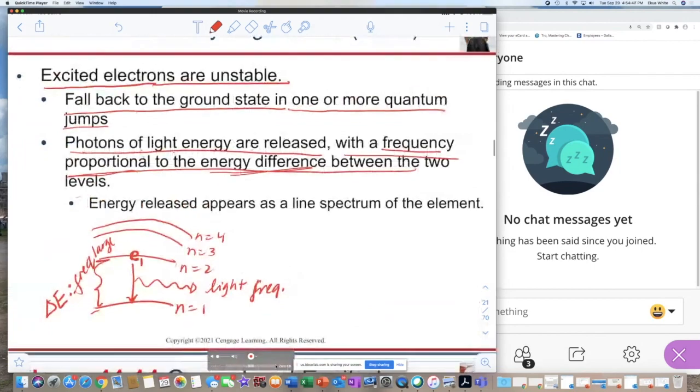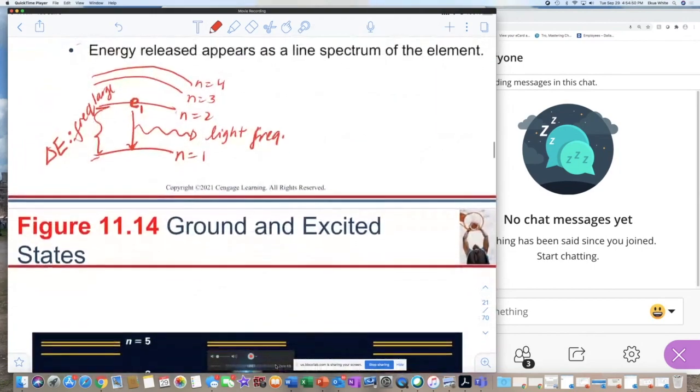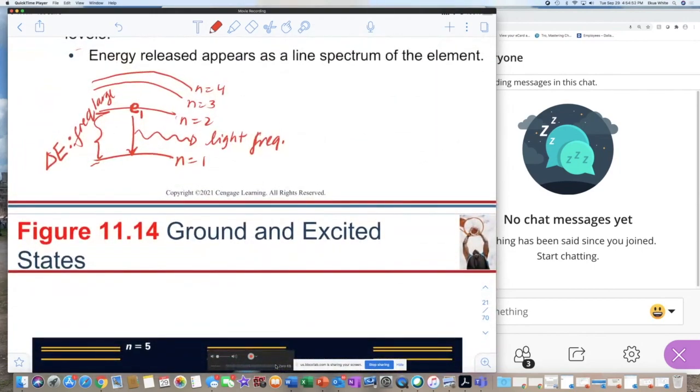And then we're told here the energy release appears in the line spectrum of the element. Once this light comes off, when you're looking at the spectrum, we see a color band. So this comes off and produces this color band. Then a different transition produces a different color band. This other one produces another color band. Eventually, each transition of the electron produces a color band, and you have a bunch of different color bands.